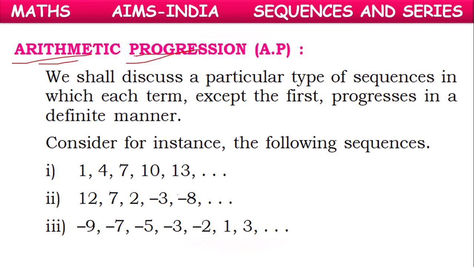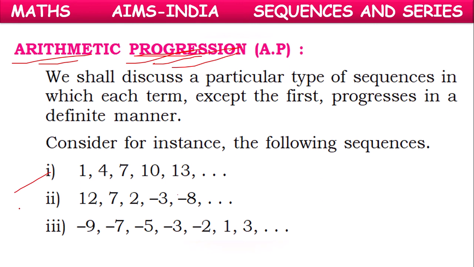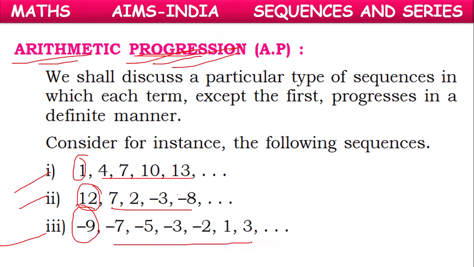Next we have arithmetic progression. So arithmetic progression means, if we see the examples, except the first element, all the remaining elements are obtained by adding a particular constant number to the previous one. 1 plus 3, 4. 4 plus 3, 7. 7 plus 3, 10. 10 plus 3, 13. We are adding plus 3, which is the common difference.